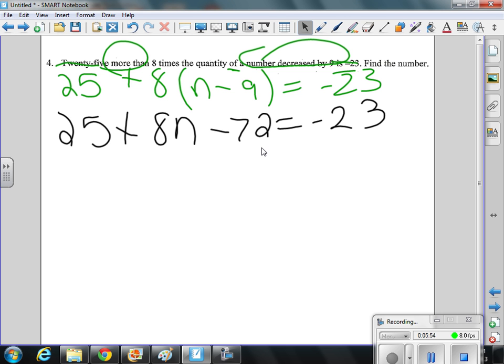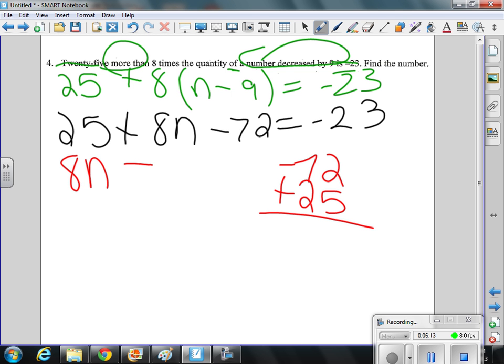Now I want to take any like terms that are on this left side and combine them. I have a positive 25 and a minus 72. So I want to combine those together. I have a negative 72 and a positive 25. Since my signs are different, I'll be subtracting them from one another and keeping the answer negative.